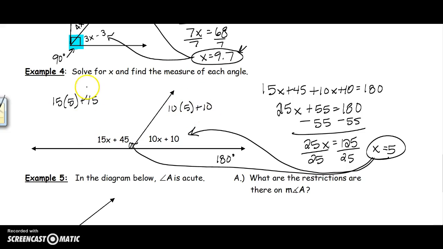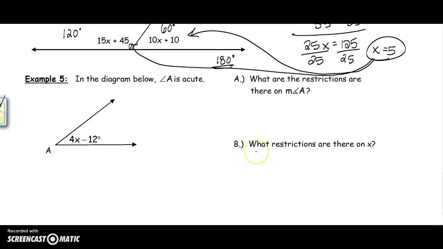So the first one, once you simplify, you're going to get 75 plus 45, which is 120. And then this one will simplify to 60 degrees. And again, to double check your answers, it should add up to 180 degrees.